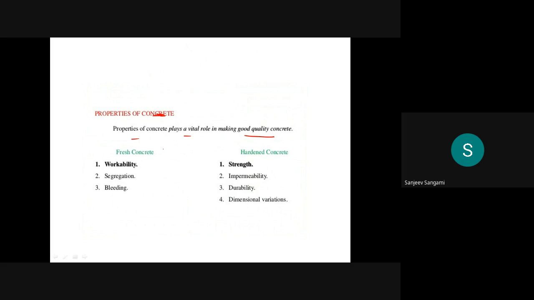We already classified concrete into two main classifications. Of course, if you go into detail, we have geopolymer concrete, pervious concrete, and all those things. This is the basic classification. If you go into detail, there are different types of concretes based on the applications.